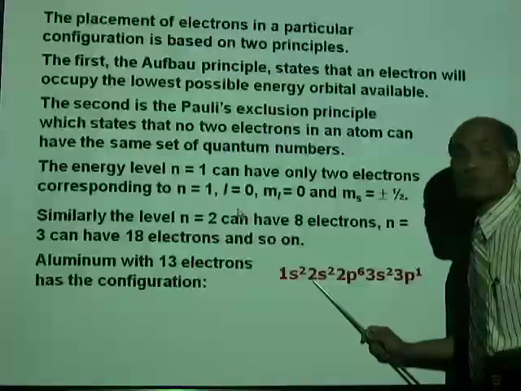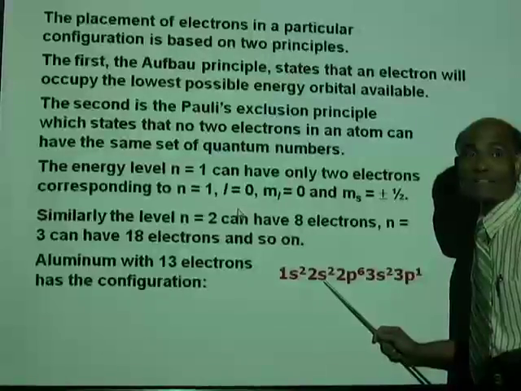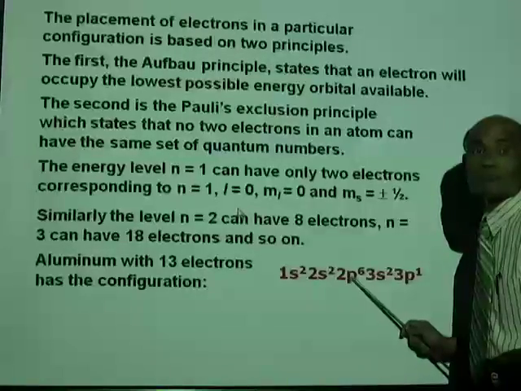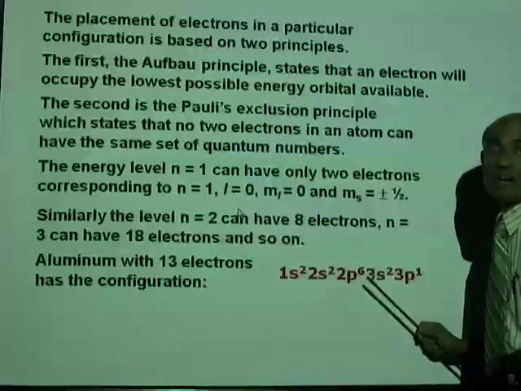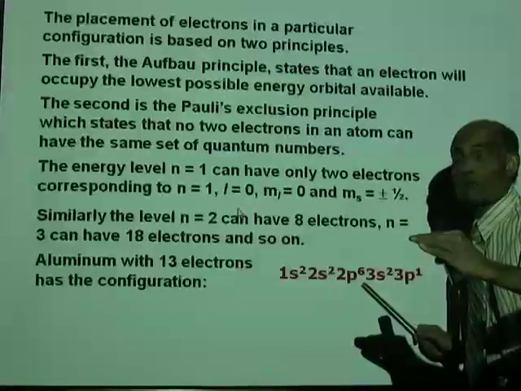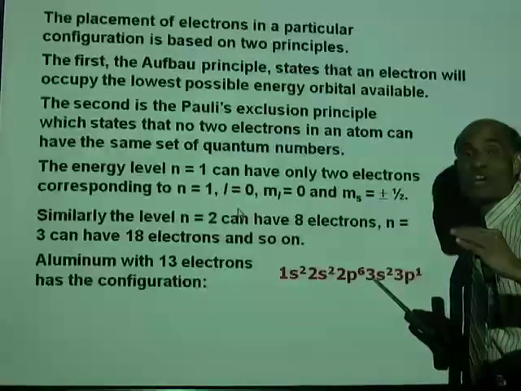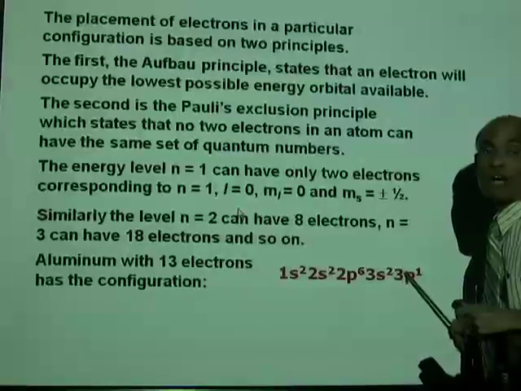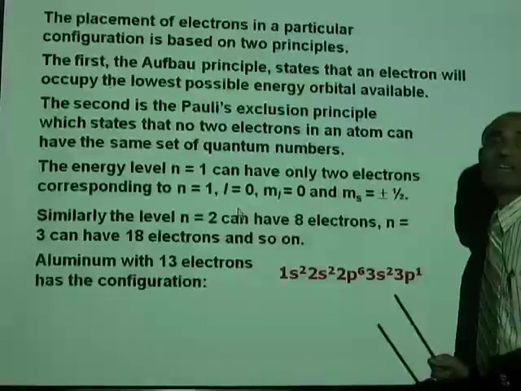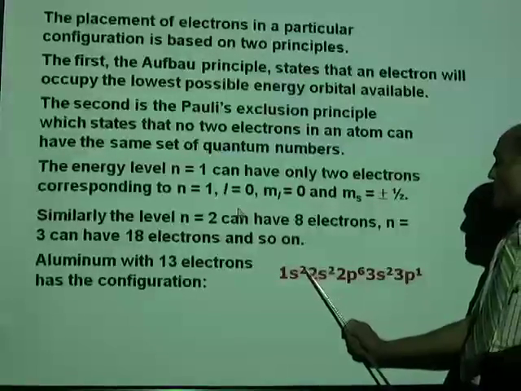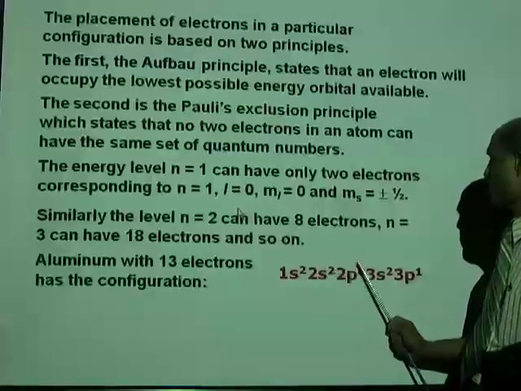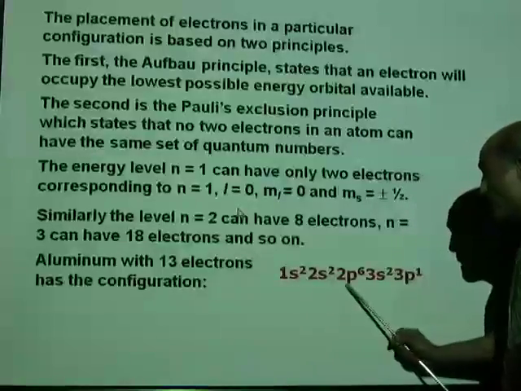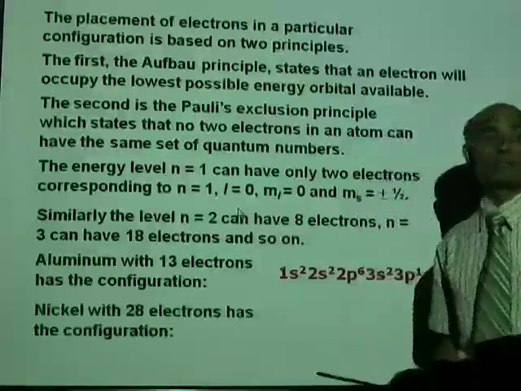And then you go to n equal to 2. That has S and P subshells. The S subshell can have 2 electrons. The P subshell can have 6 electrons. And once those S and P are filled, then you go to the third shell, n equal to 3. The S subshell there can have 2 electrons, and the remaining 1 electron will be in the P subshell. The total number of electrons will now be 2 plus 2, 4, plus 6, 10, 12, 13 electrons. So this is the electron configuration of aluminum.